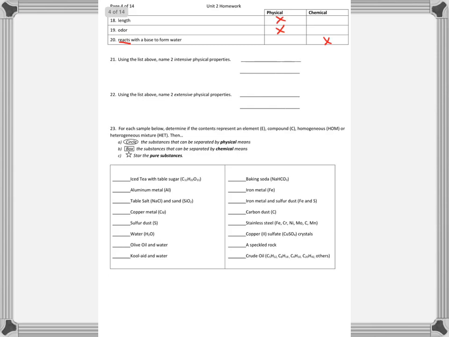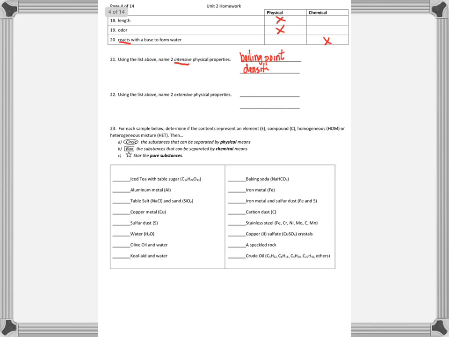All right, the list above, name 2 intensive physical properties. Again, remember, intensive has to do with those properties where it doesn't matter how much of that substance you have, that property is always going to be the same. So my favorite ones to write down are boiling point, because water is going to boil at 100 degrees Celsius. No matter what, even if you have 1,000 liters or if you have 1 milliliter, it's going to boil at 100 degrees Celsius. Okay, so it doesn't matter how much water you have, it's always going to boil at 100 degrees Celsius.